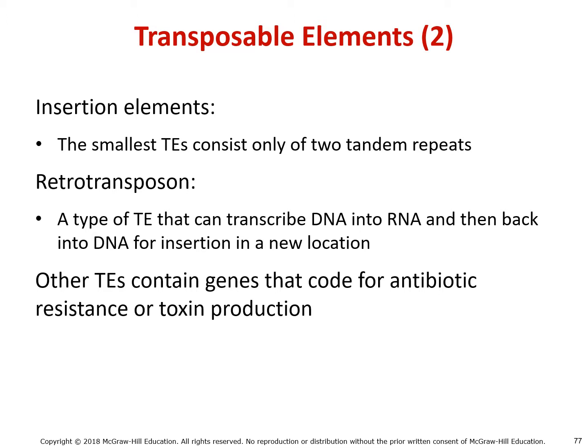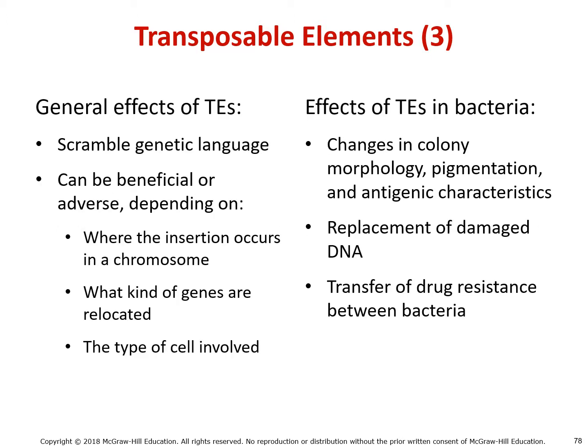So really we have insertion elements, which are the smallest TEs, with two tandem repeats, really trying to break things up. Retrotransposons are a type of TE that can transcribe DNA into RNA and then back into DNA for insertion in a brand new location. So these are physically going to be coming out of the DNA, being turned into RNA, and then turning RNA back into DNA to reinsert into the DNA. And again, the whole idea here is that we could create this genetic shuffling. Because those good changes, that good shuffle to the genes, will be pushed forward, while anything that's neutral or bad won't. Bad genes die with the host.